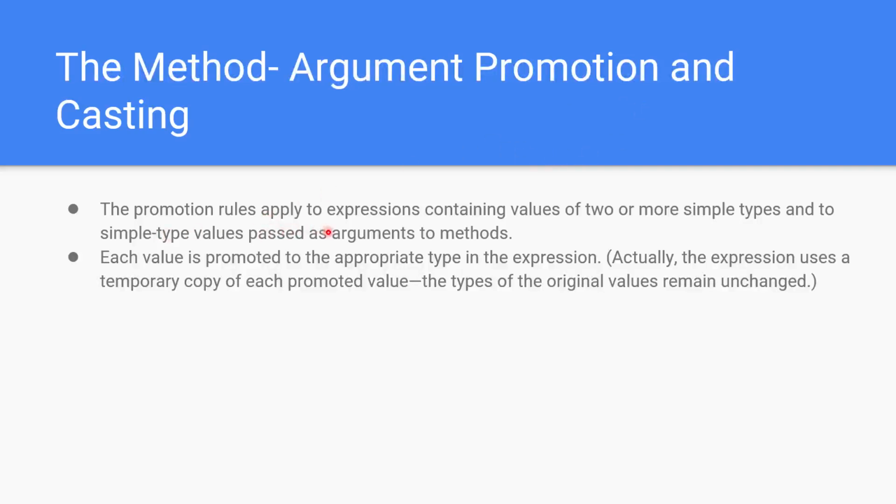Promotion rules apply to expressions containing values of two or more simple types, and to simple type values passed as arguments to methods, just like we saw in that square root method where an int was passed, but it was converted or promoted to a double. Each value is promoted to the appropriate type in the expression.